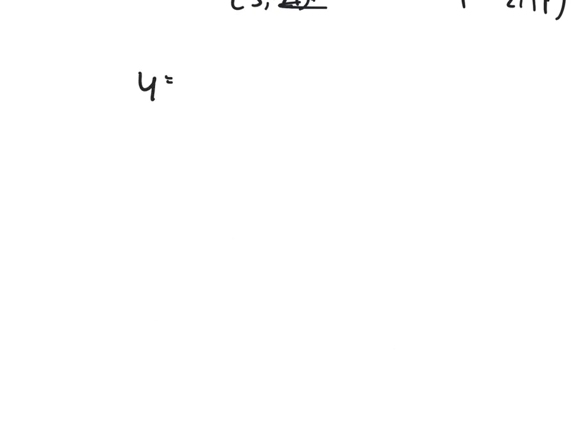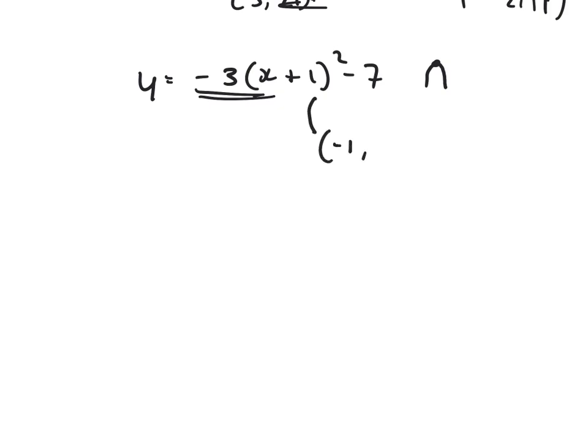Okay, next one. Minus 3 bracket x plus 1 all squared minus 7. Okay, so if I expand that out, I'll get a negative x squared, which is concave up this time. Change the sign of that to get the turning point x coordinate, and don't change the sign of that. That will give me minus 1, minus 7.